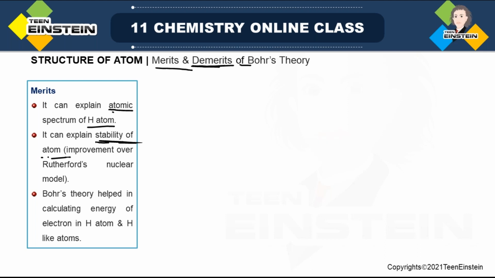That is obviously an improvement over Rutherford's nuclear model, because that model, from whatever statement we have seen in that experiment, cannot explain the stability. But now we can explain it. The third point is that Bohr's theory helped in calculating the energy of the electron in the hydrogen atom, and not only the hydrogen atom, hydrogen-like atoms also. Hydrogen-like atoms means it may be helium plus, it may be lithium 2 plus, like this. Next, we will see the demerits of Bohr's theory.